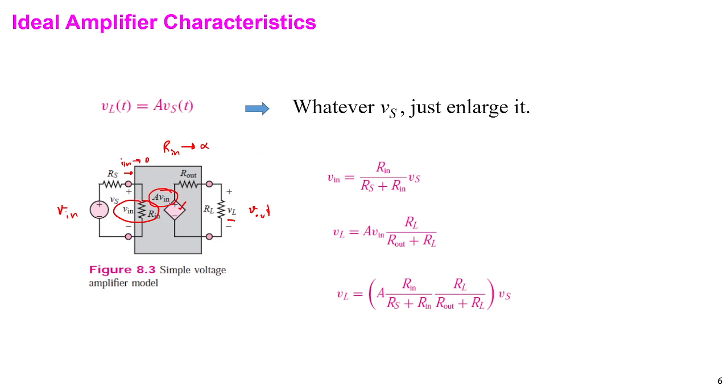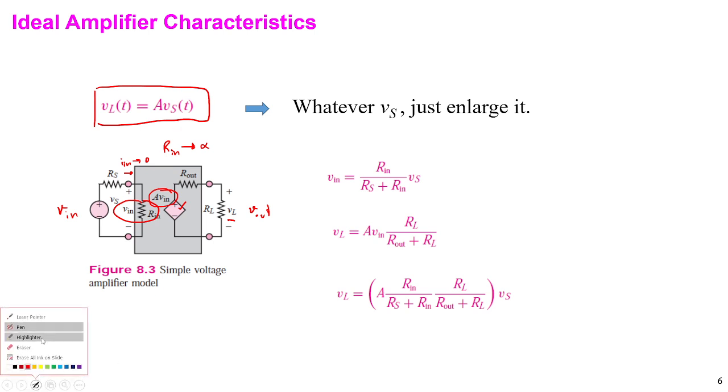When we send the signal, the relation between VL and V in, V out and V in, is our gain. And this VL depends on Vs here. VL is related to Vs. If we get this relation, we can compute the op amp. So we will focus on many circuits that use op amp. Whatever Vs just enlarges.